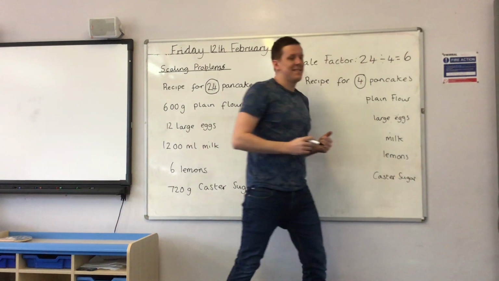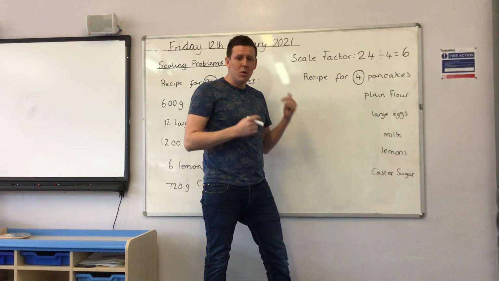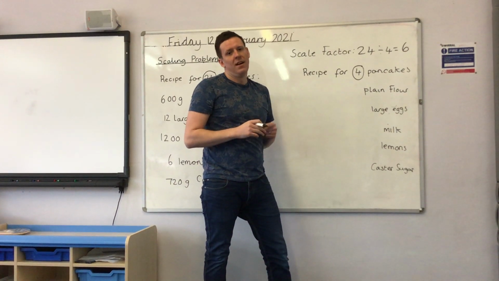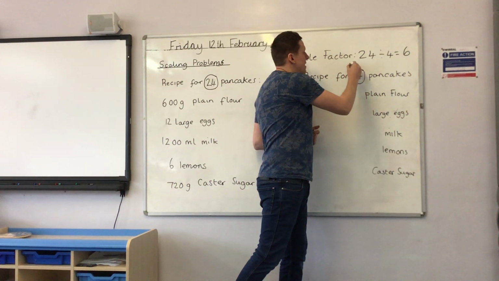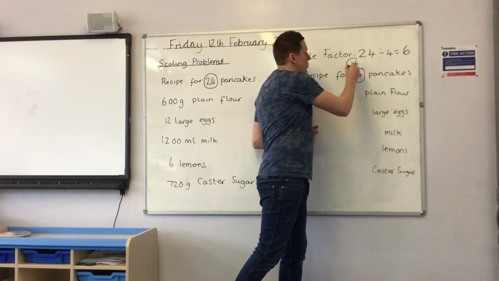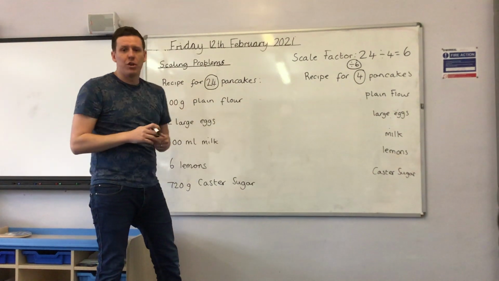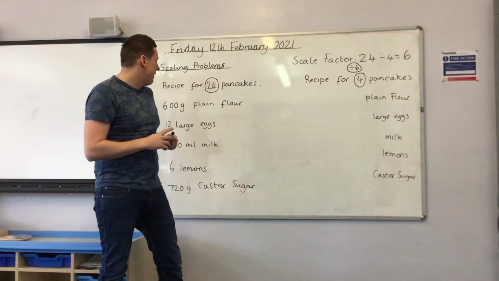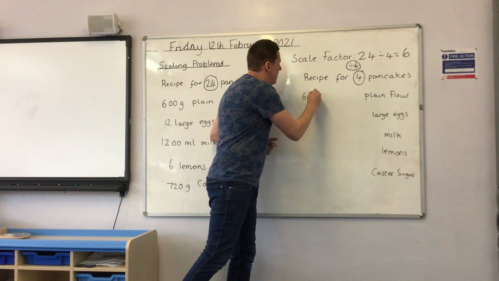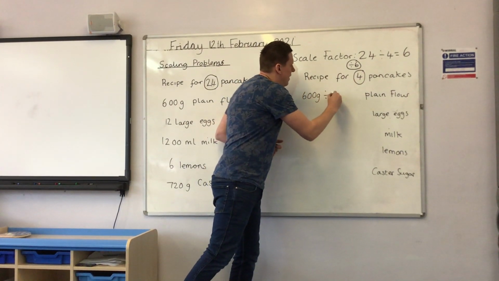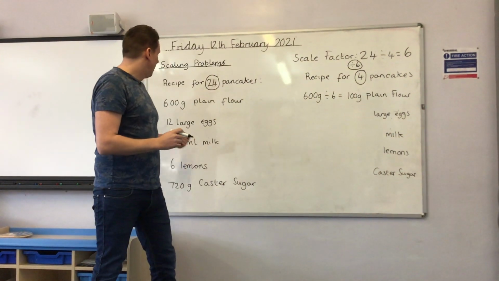The answer is 6. Now, whereas yesterday when I was scaling up, I multiplied by this scale factor, today I'm scaling down, so I'm going to divide by 6. This will be my scale factor. And I can use this to work out the new quantities I'll need of each ingredient. So for example, 600 grams divided by 6 equals 100 grams of plain flour.